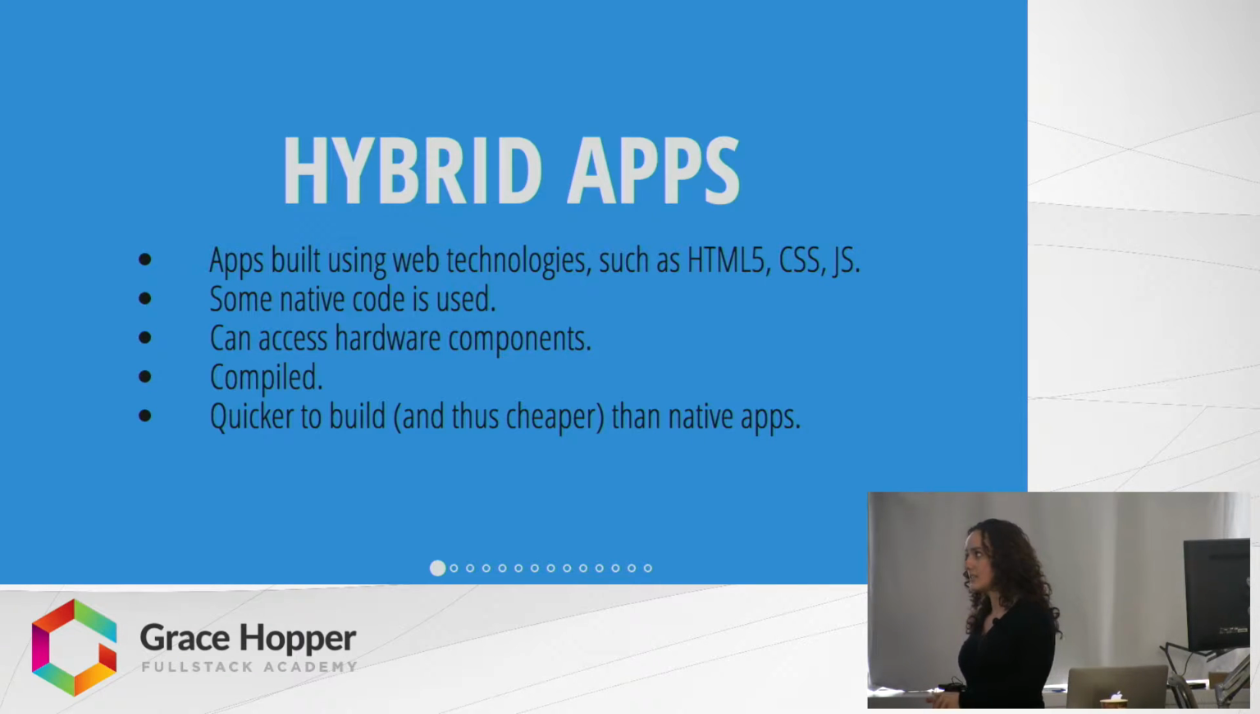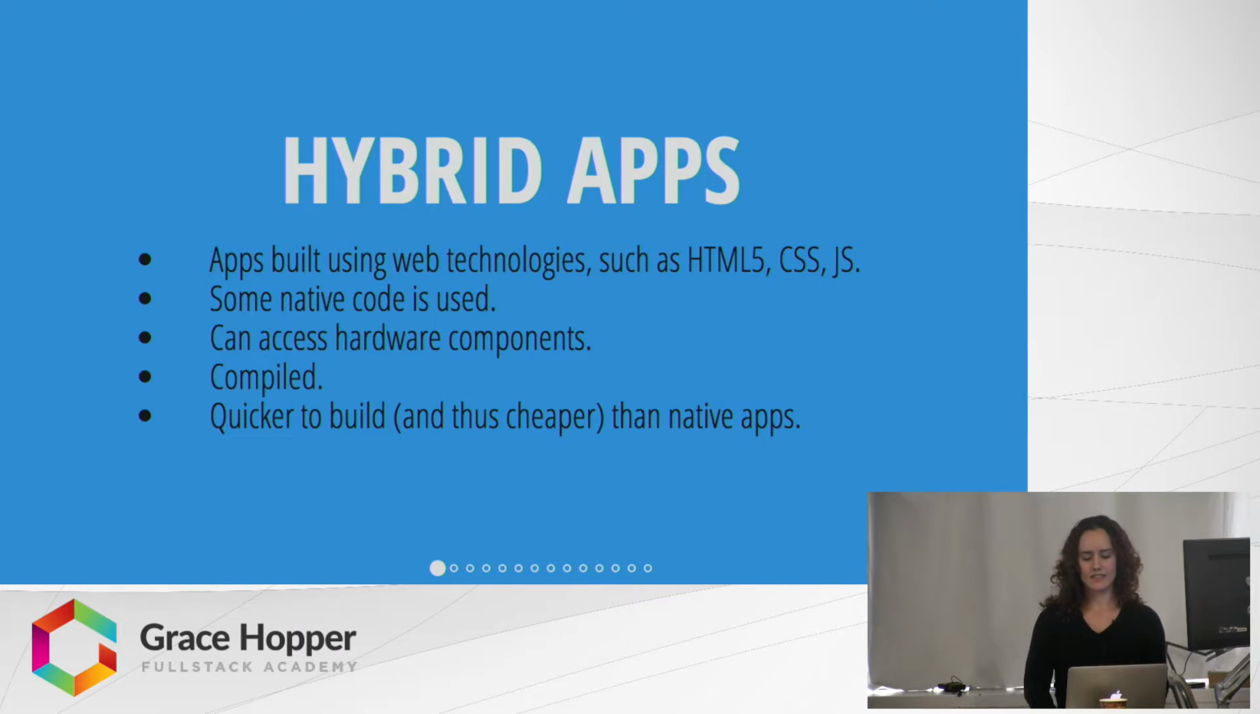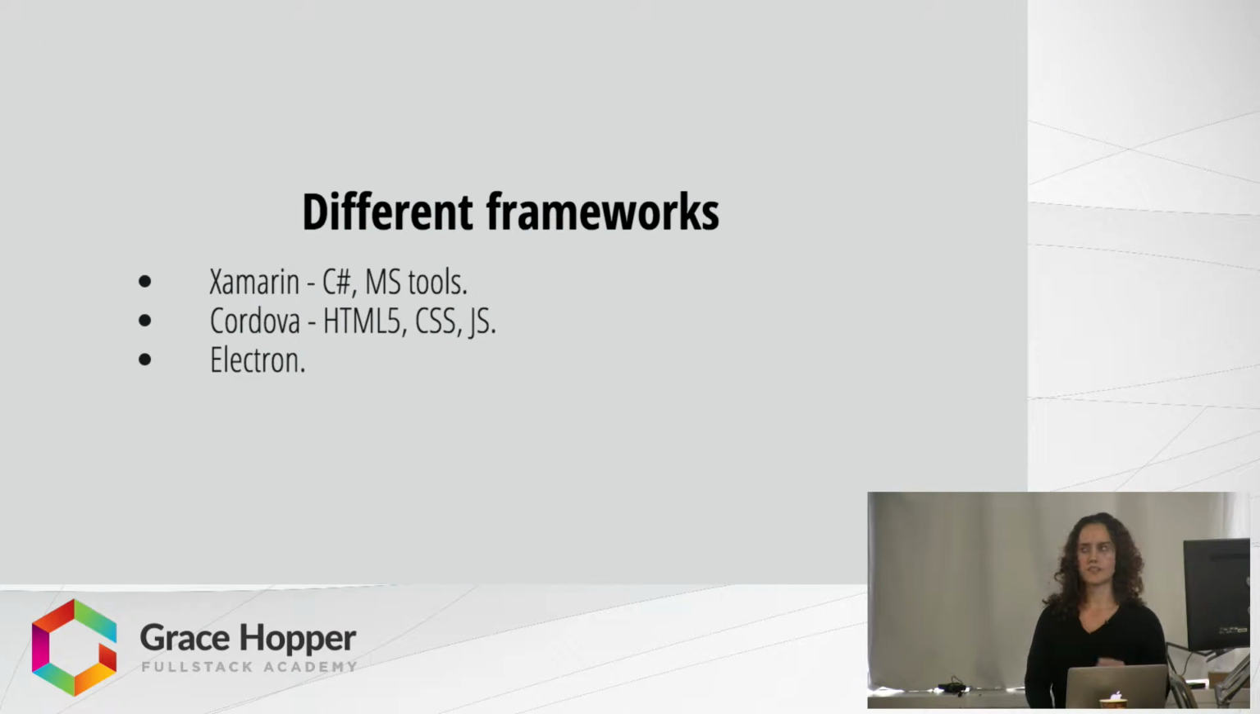They are compiled to be wrapped in a web view so they can work on a mobile device as if they were native applications. They are quicker to build than native apps because you can write them with the technologies we know so far. And you can also reuse some of the code you use in one platform for the other. So they are quicker to build and less expensive. OK, so now that we talked about the different types of apps there are, let's take a look at some frameworks we have to build hybrid applications.